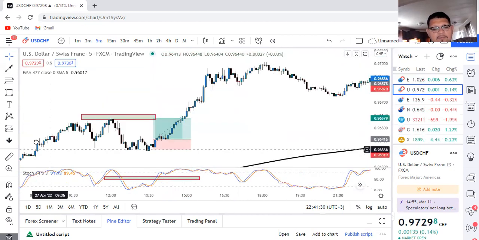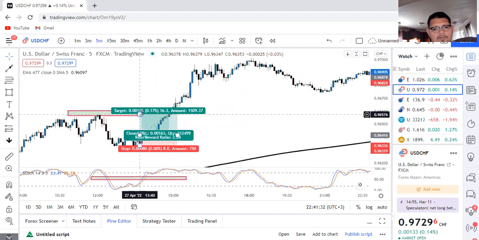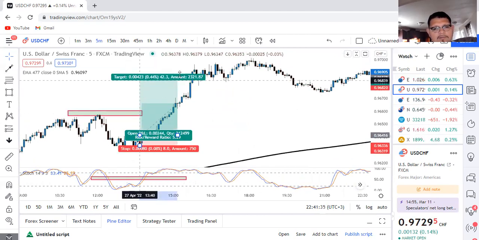Quick little mini trade. You guys can see there are still ways of targeting these areas, right? For a minimum at least of a 30 pip trade.